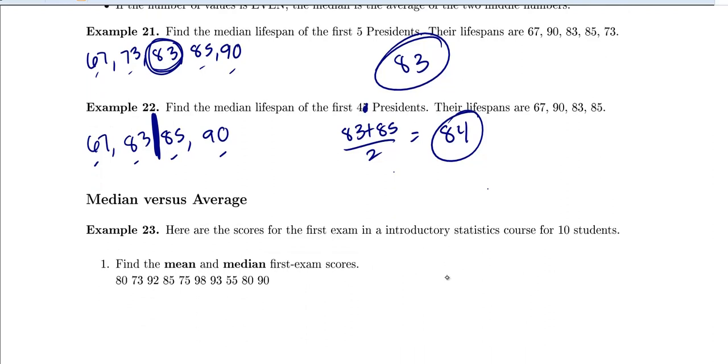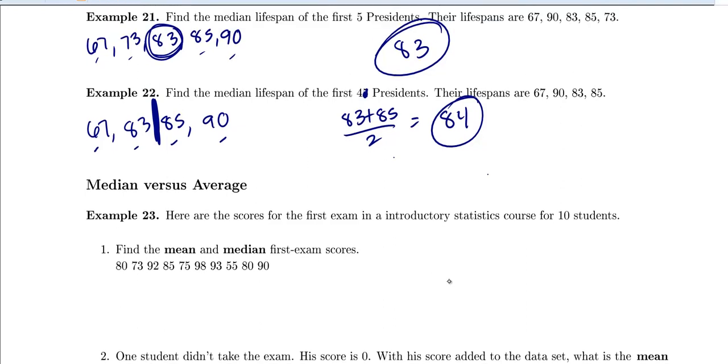Now let's discuss using the median versus the average. So for example, here we have the scores for the first exam in an intro stats course for 10 students. Here's our data. Let's find the mean and median first exam scores. So I might find the average first. Remember, mean is another word for average.